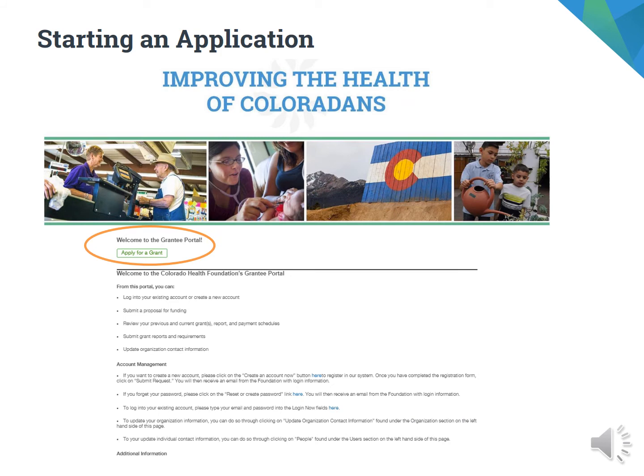When you're ready, you'll click on the Apply for a Grant button on the screen. This will take you into the application. And note that on this page, you'll also find helpful information about what you can do from the grantee portal overall, as well as tips for managing your account.